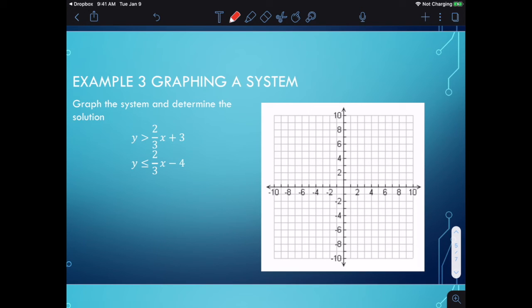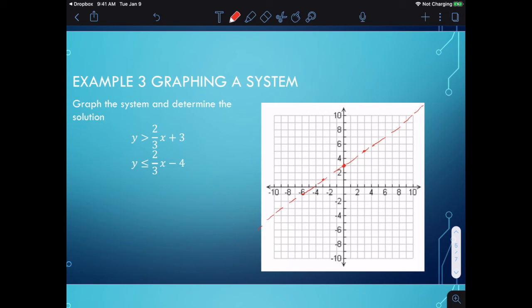Point at 3 on the y-axis is right there. And our slope is 2/3. So we're going to go up 2 and over 3. Up 2 and over 3. 1, 2, 3. Puts me right there. And I'll put in a few more points to help me graph this. And this one's going to be dashed. So there's that graph right there.